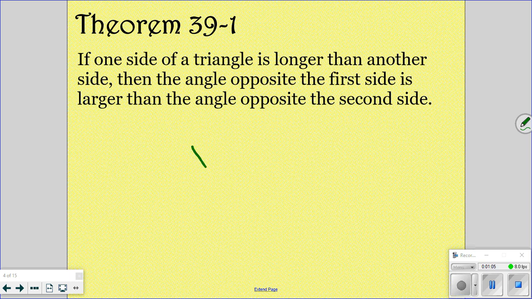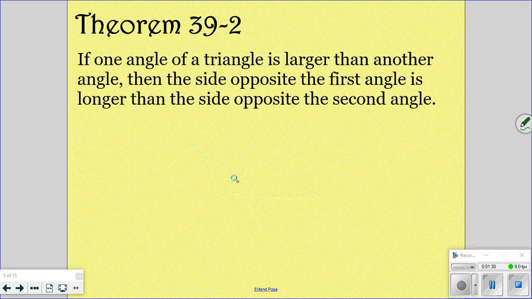So let's look here. If this side is 15 and this side is 8, this angle is going to be bigger than this one. And you can tell this is going to be an obtuse angle based on the look, and this one is an acute angle. But the side that is longer is opposite the bigger angle.